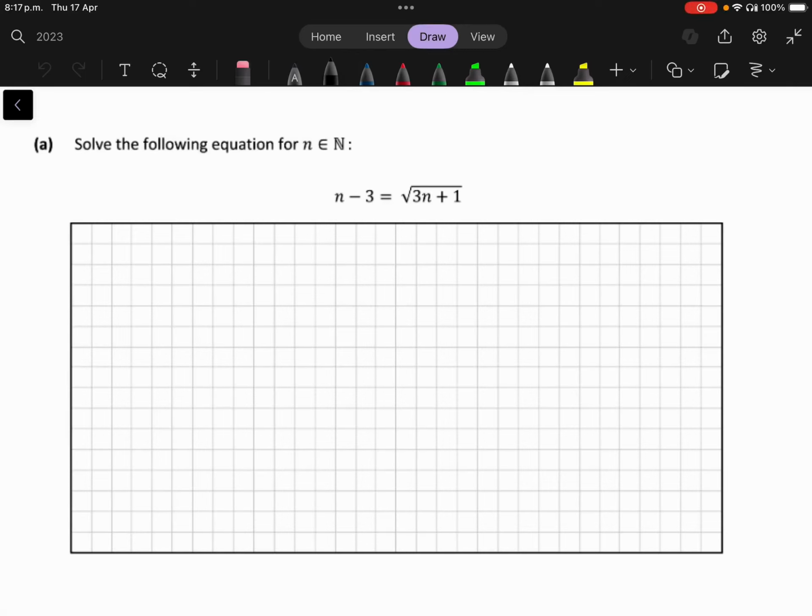Hello everyone. So today let's look at solving equations. Okay, some of the different types of questions which can come in the Leaving Cert. So I'm going to work on three questions today. So the first one is seen on the screen.